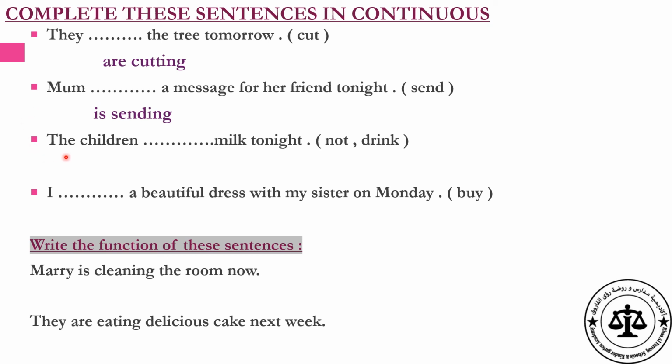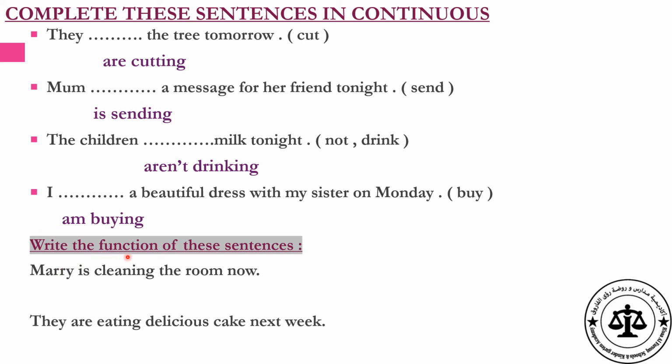Number 3, the children milk tonight. Let's negate the sentence. We have not and drink. The children is a plural noun. The children are not drinking milk tonight. The last sentence: with I we use, excellent, am. A beautiful dress with my sister on Monday. We have buy, so I am buying a beautiful dress with my sister.